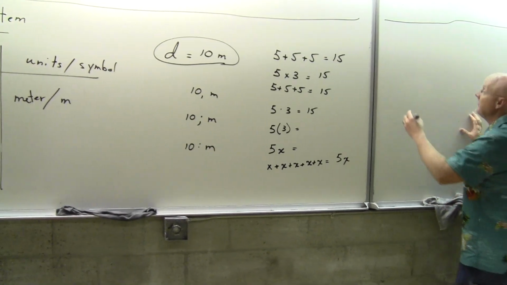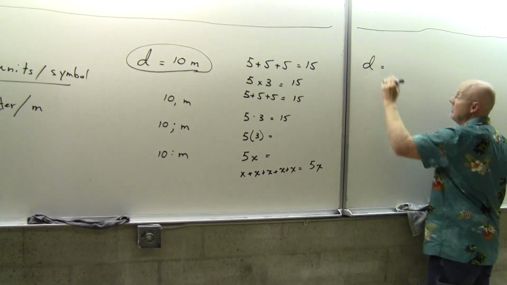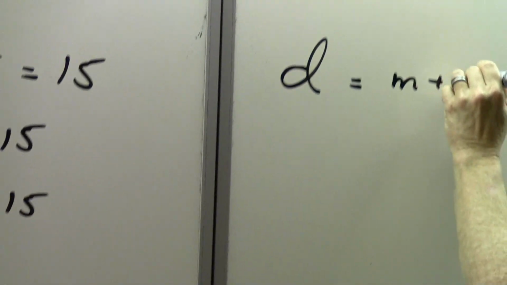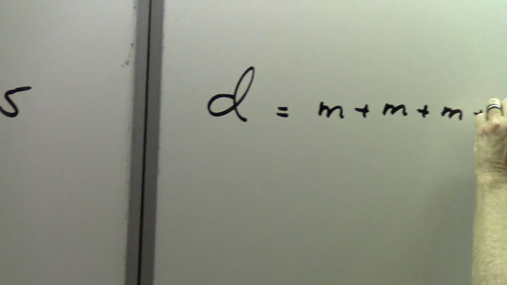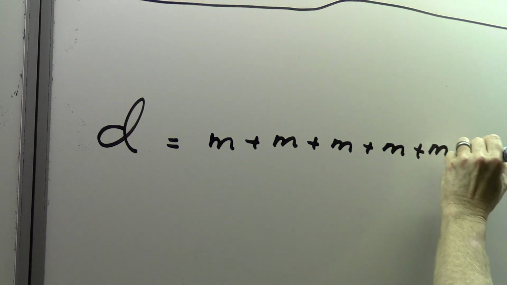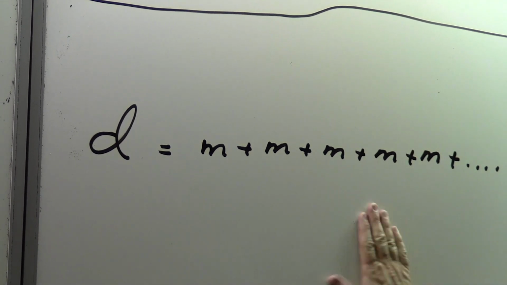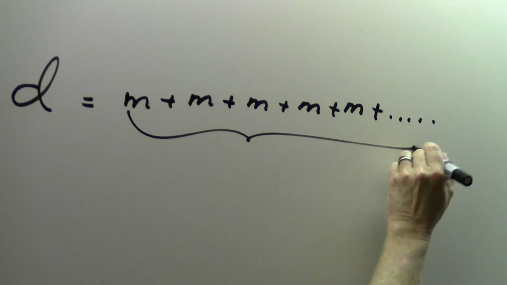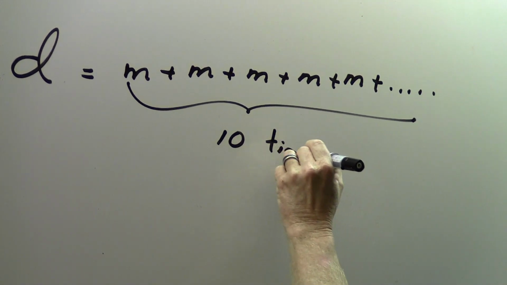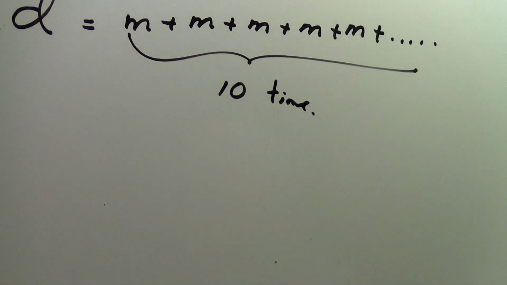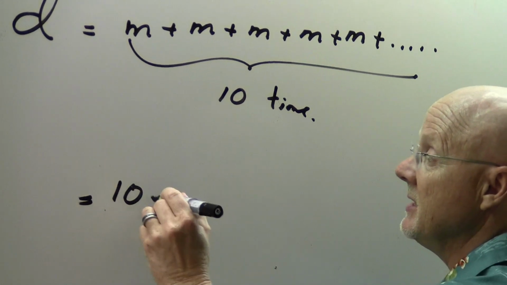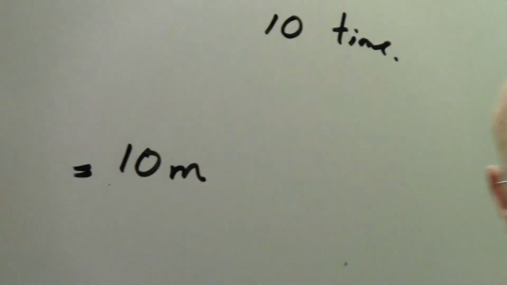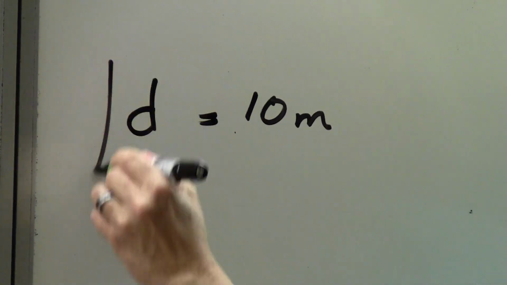I would write it this way. 10 equals a meter plus a meter plus a meter plus a meter plus a meter. And I'll stop there because I think you're getting the idea. But I would write that 10 times. And the easiest way then to abbreviate that is to say 10m, and use our symbol of multiplication and get a distance of 10.